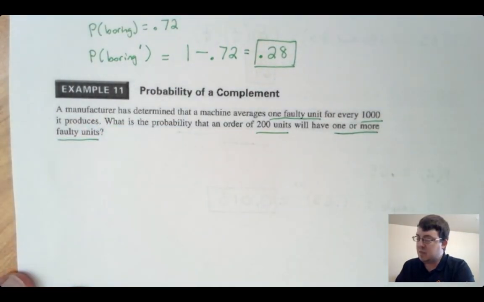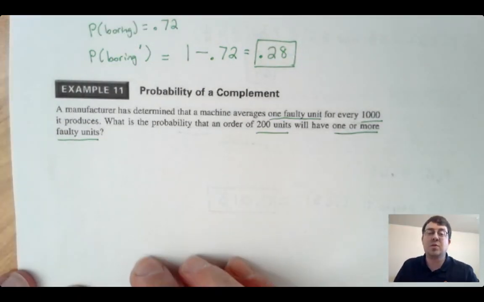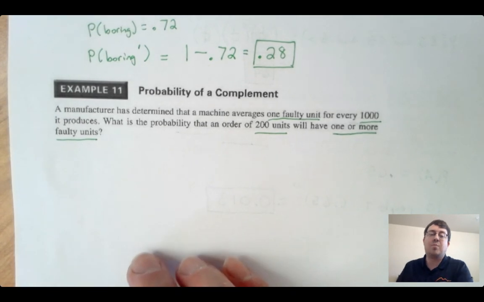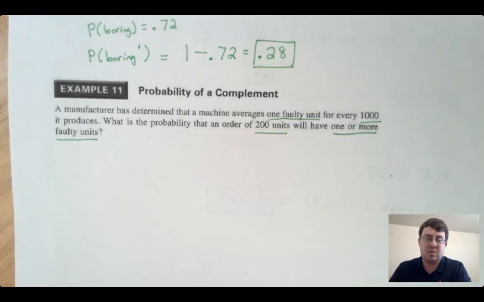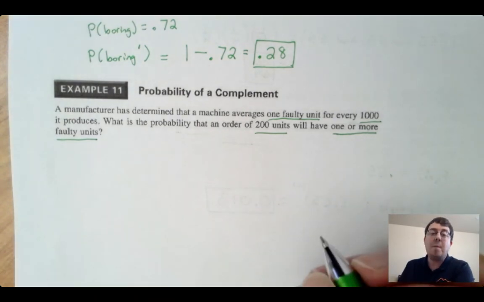Okay, so what's the probability that I have one or more faulty units? If I didn't have the ability to do complements, what I'd have to do is add up the probability that one was faulty, plus the probability that two were faulty, plus the probability that three were faulty, all the way up to the probability that all of them were faulty. That's a lot of adding, which I don't want to do. I don't want to add up all those probabilities of one being faulty, two being faulty, three, etc. So what I'm going to do is complements.